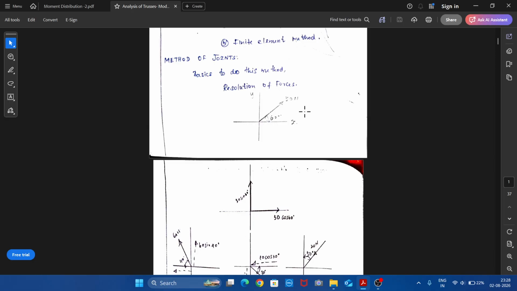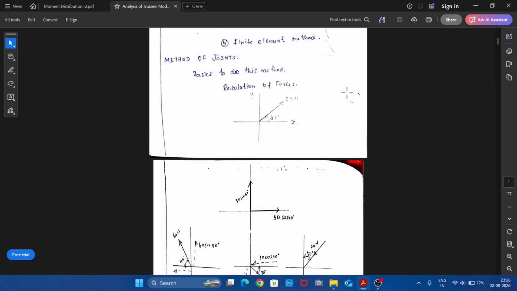So it should be remembered that any inclined force having an angle with respect to the horizontal axis has its component along the horizontal axis in terms of cos theta, and its component along the vertical axis in terms of sin theta. This should be remembered, provided theta is with respect to the horizontal axis. Even if it is not with respect to the horizontal axis, find the angle with respect to the horizontal axis and do this process.